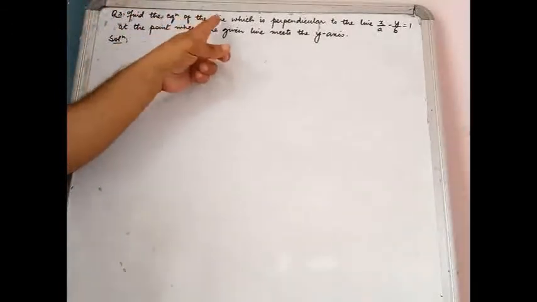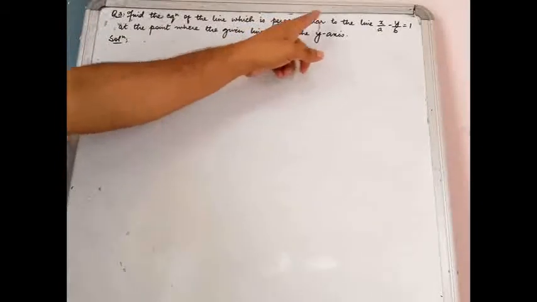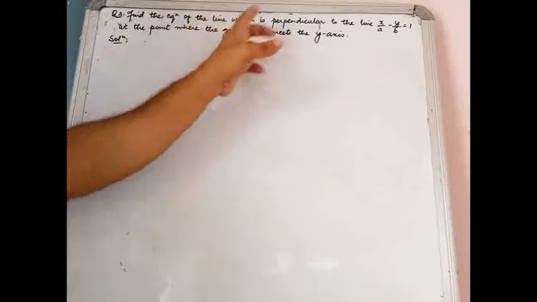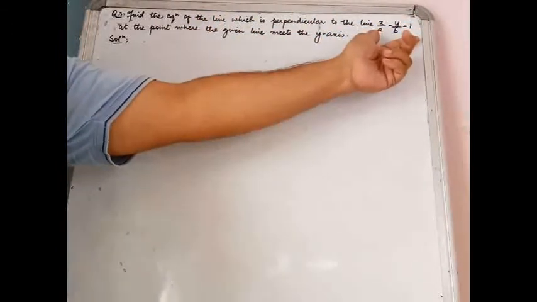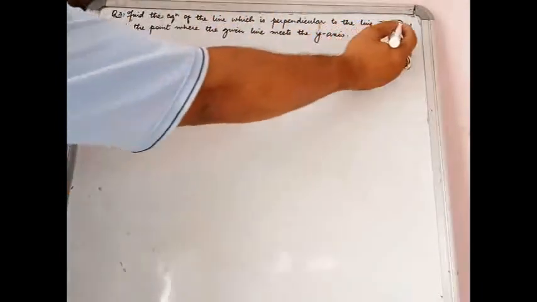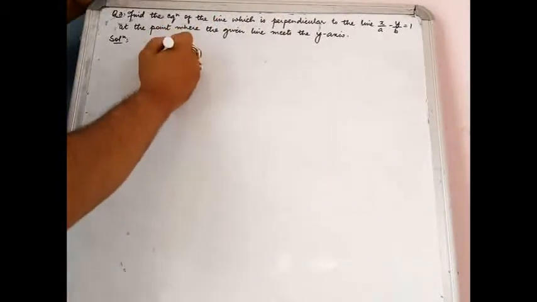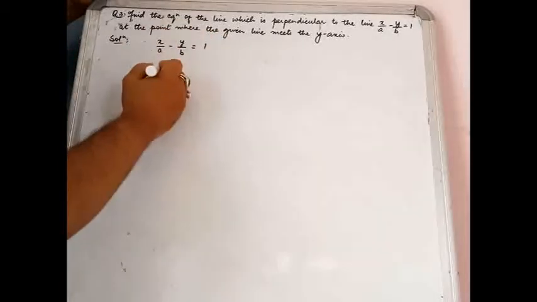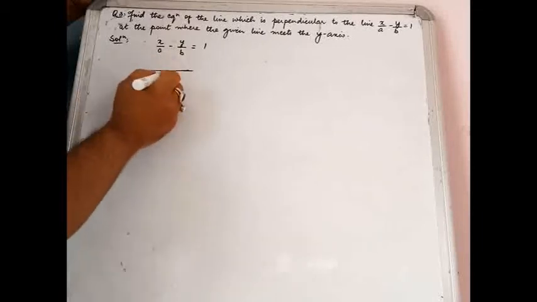Here is the last question for you. Find the equation of a line. Once again, it is about the equation of a line which is perpendicular to this line. That means our line is perpendicular to this line. So if we can get the slope of this line, we can get the slope of our line also. Let us first find the slope of this line. We have x upon a minus y upon b is equal to 1. You take the LCM, which comes out to be AB.